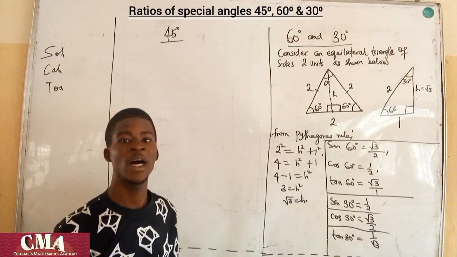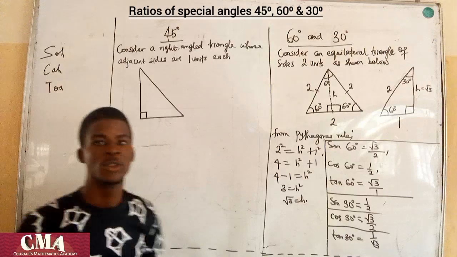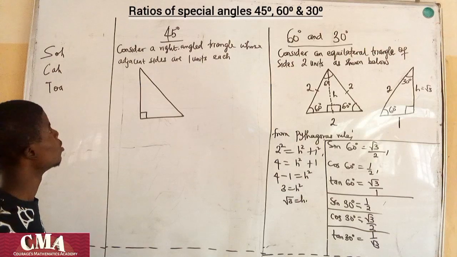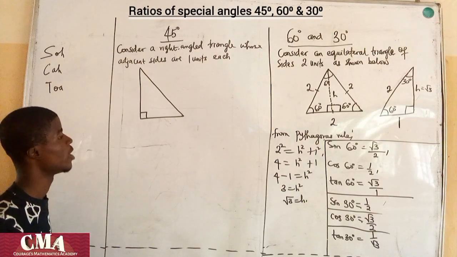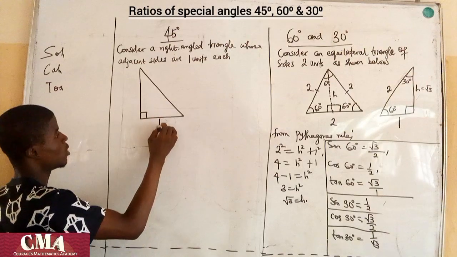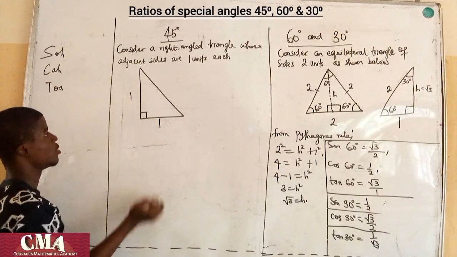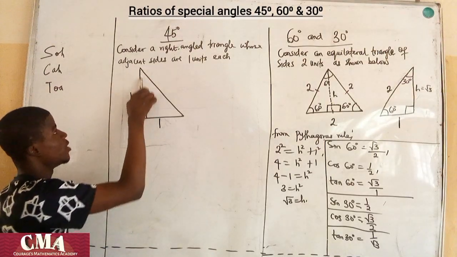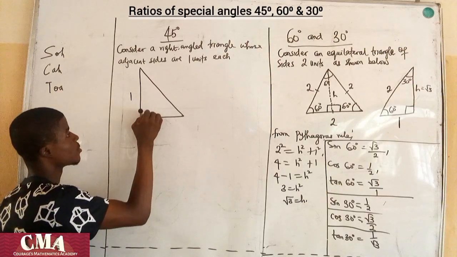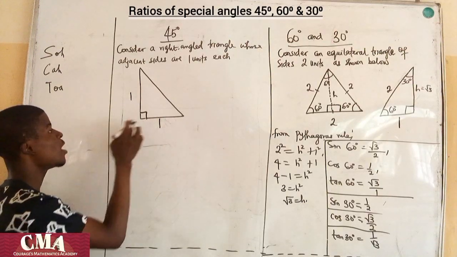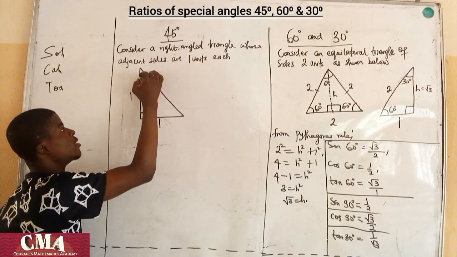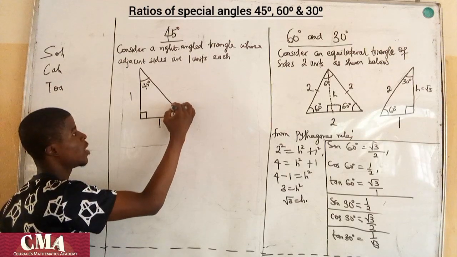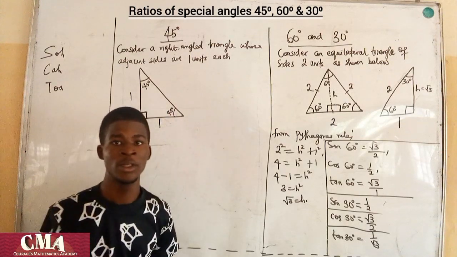So now let's get that for 45 degrees. We have to consider a right angle triangle whose adjacent sides are 1 unit each. Adjacent sides, we have 1 unit, and we have 1 unit. The right angle is formed at this point where these two straight lines meet. Now, if the angle here is 90 degrees, then these two angles will be 45 degrees. They are complementary angles. They add up to 90 degrees.